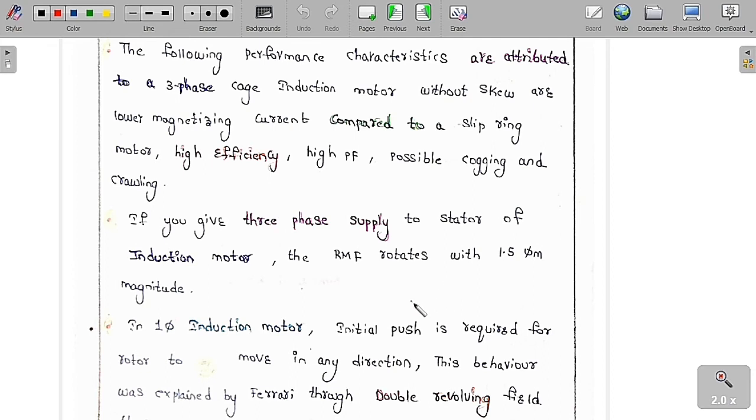N is called as for n phase system. For n phase system, definitely the peak value of the RMF is nothing but n by 2 into Φm, where n is greater than or equal to 2. So this is the formula that you always have to remember.